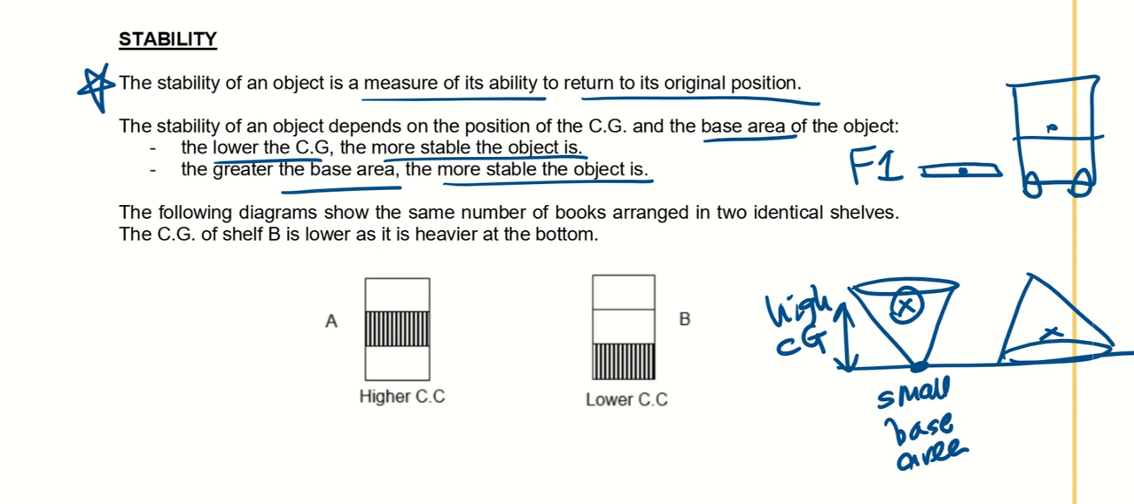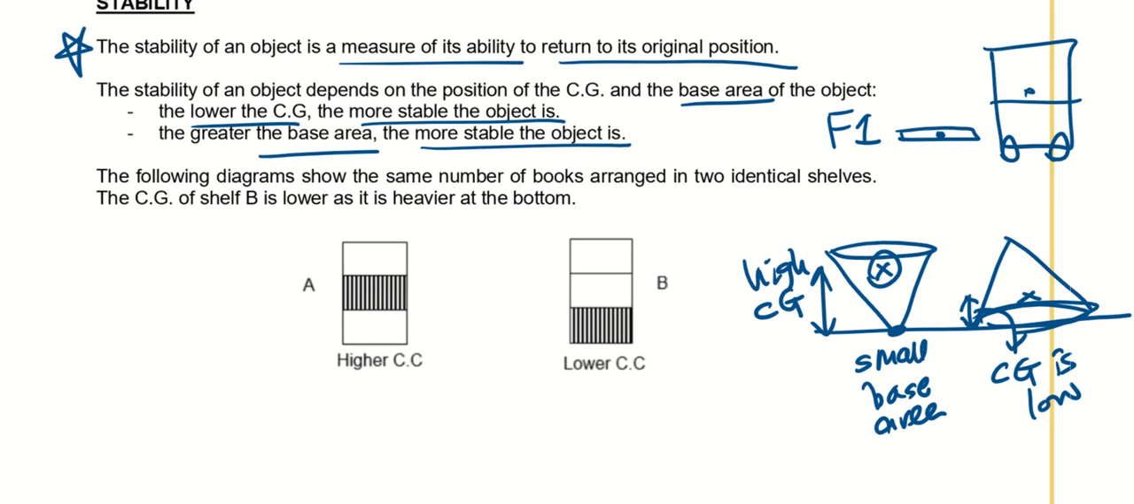But if I were to invert it, the CG will be closer to the ground. So the CG is low. And if you look at the base area, it is actually larger. So to summarize, the lower the CG, the more stable the object is. The greater the base area, the more stable the object is.